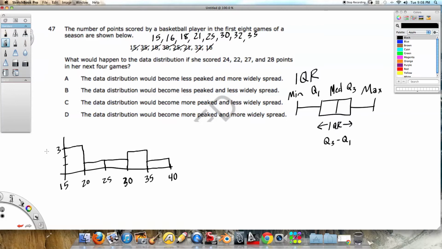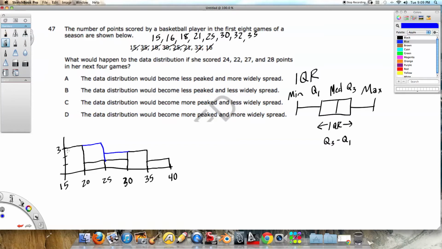All right. So let's look at this now, and let's see what would happen if we added in these next totals over here. I'm going to use a different color to represent what these bars would look like next. If we add in 22, 24, 27, and 28, 22 and 24 would go in this column right here between 20 and 25. So that would bring this bar up to here. If I add in 28, it's going to fall in this bar.